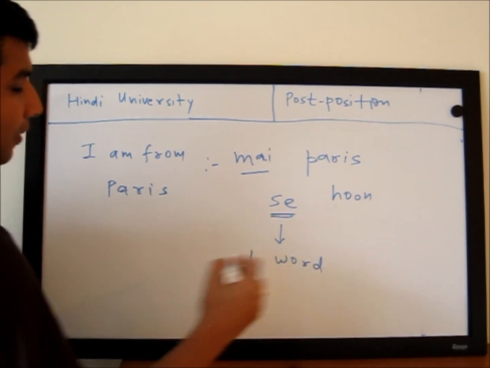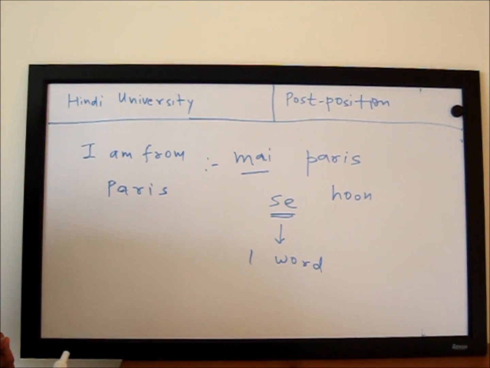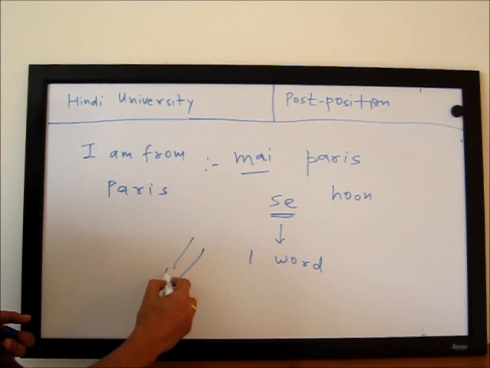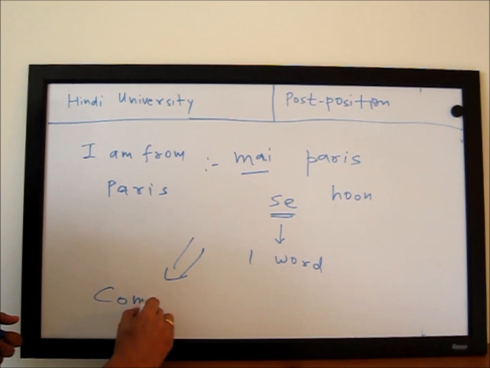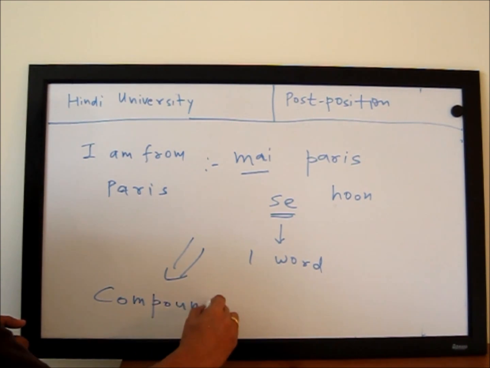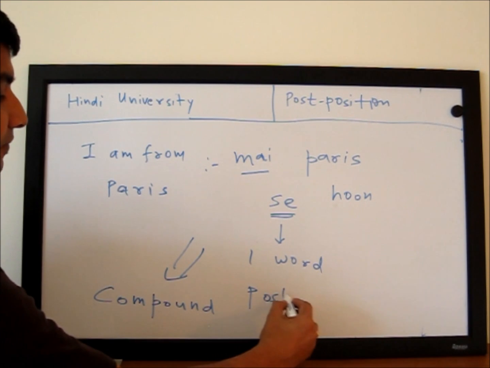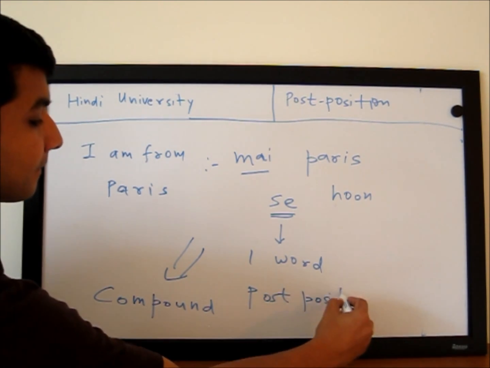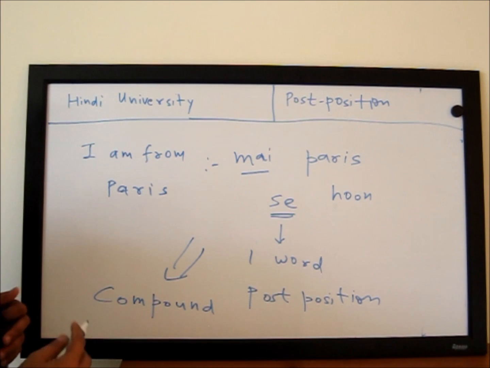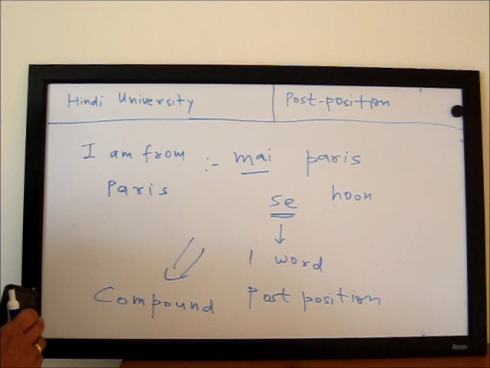Now imagine that you're not from Paris, but you are within the vicinity of Paris, somewhere close to Paris. How would you say that in Hindi? You may have to use two words, right? So for those we use compound postposition. I'm from near Paris, right? So in this class I'll be focusing on this topic called compound postposition.